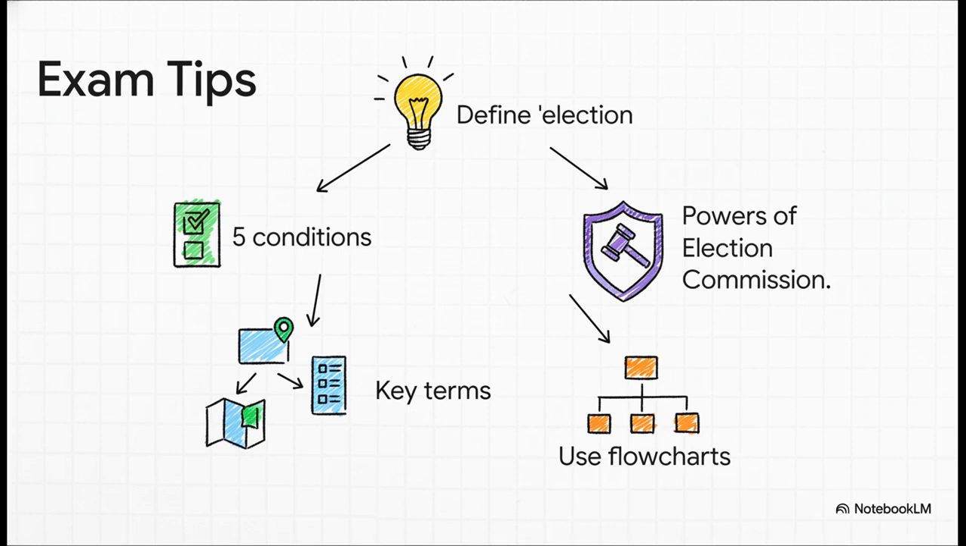You should be able to list and explain all 5 conditions for a democratic election. And you must know the key terms like constituency, reservation, and voters list very well. A very good tip is to make your own flowcharts to remember the election process.